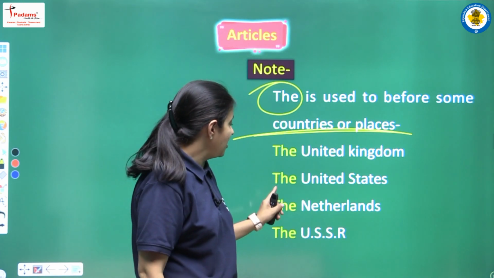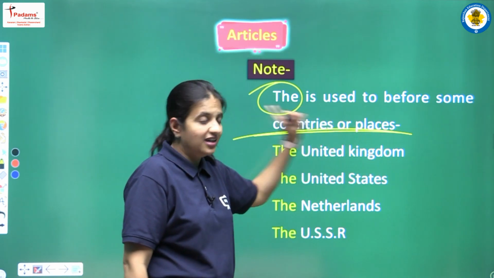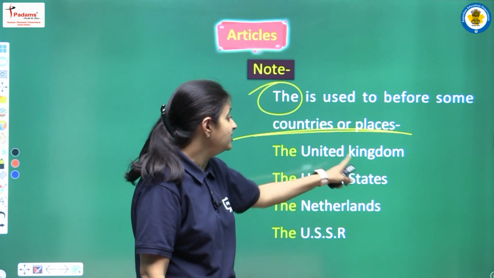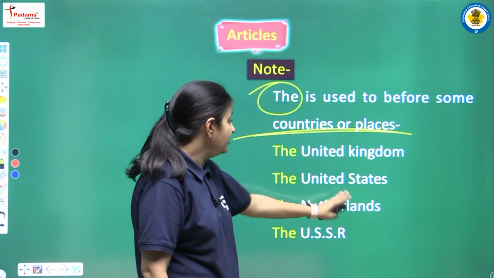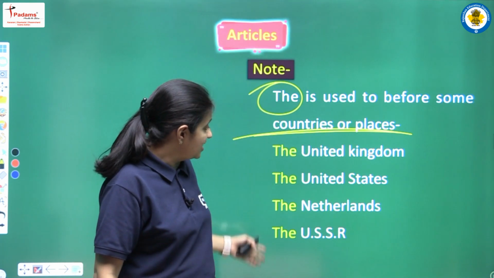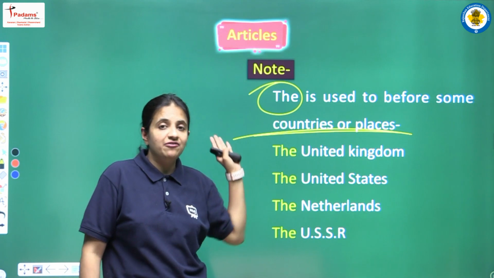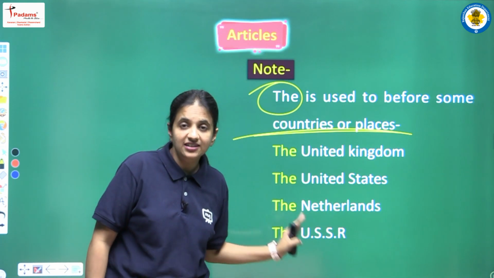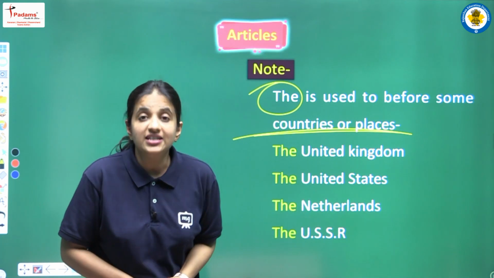The examples we are having: the United Kingdom, the United States, the Netherlands, the USSR. So in these examples, after reading all of them, we can see the difference. We can see what the difference is here.